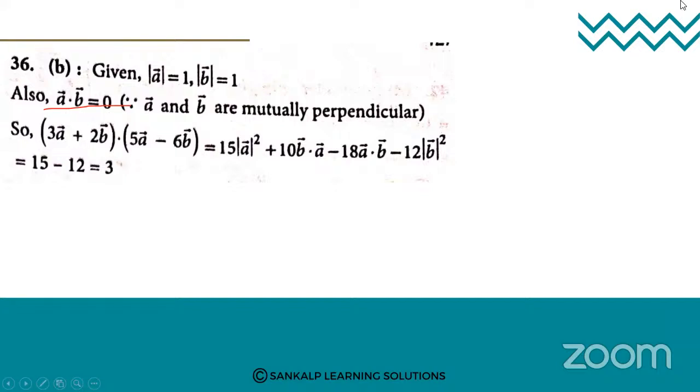Just as you multiply two binomials, we get 15 mod of A square, plus 10 B dot A, minus 18 A dot B, minus 12 mod of B square. In the second and third terms you need to substitute 0 because the dot product is equal to 0. Then using the first condition we simplify: 15 minus 12, which is equal to 3. So option B will be the right answer.